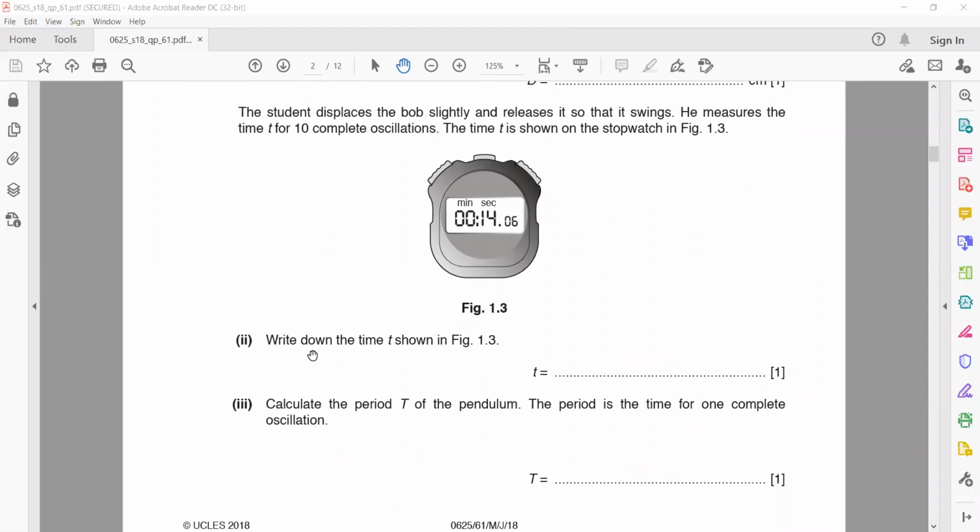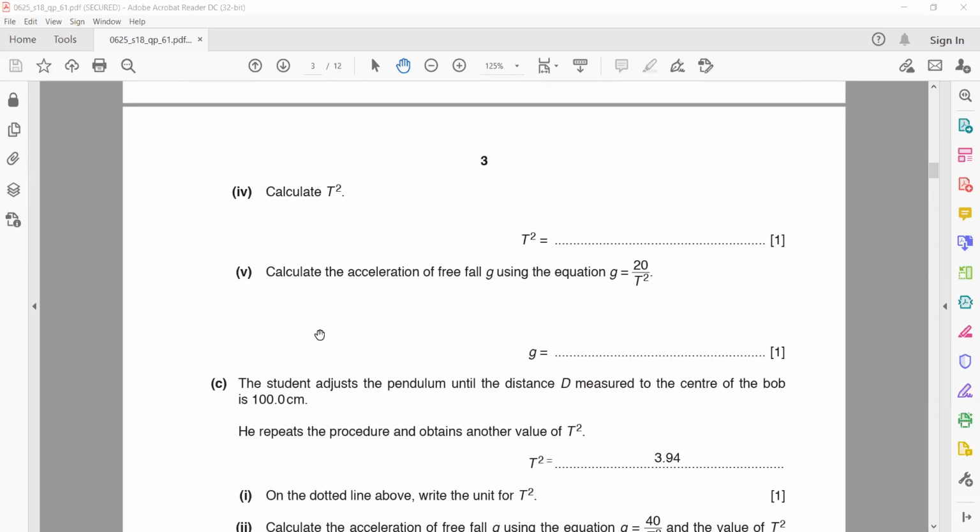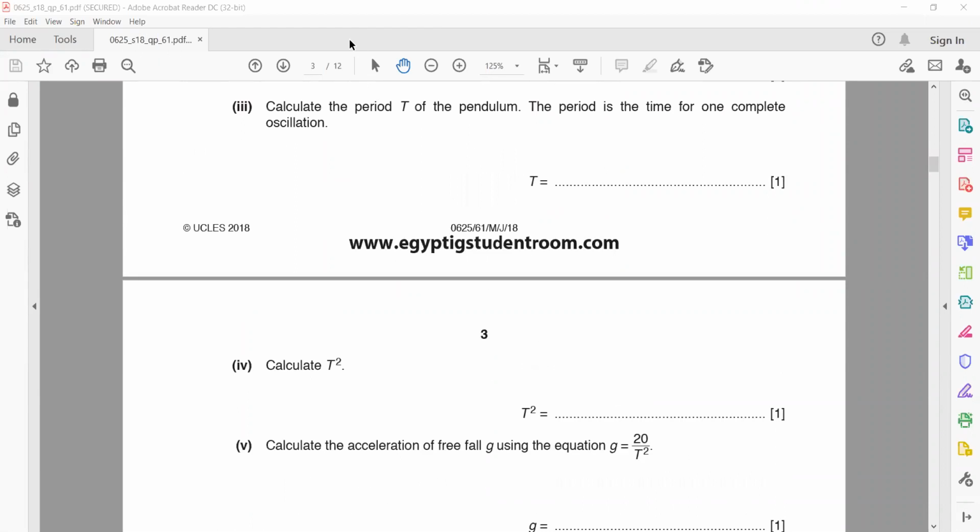The next part, calculate t square. The value of t was 1.41. What will be the value of t square? It means 1.41 squared. 1.98, and that is second square, because this was second, so squared, this will be second square.